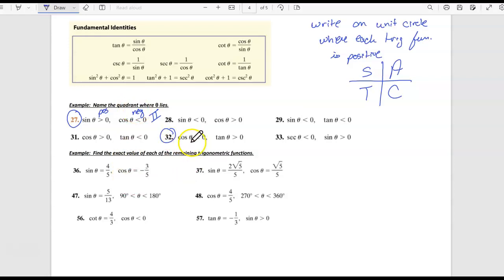Let's look at 32. Cosine is going to be negative, right? Because less than 0 is negative. And tangent's going to be positive. So we're going to start by thinking about, where's tangent positive? Tangent's positive here, and the cosine would be negative here, and that guy's in quadrant 3.